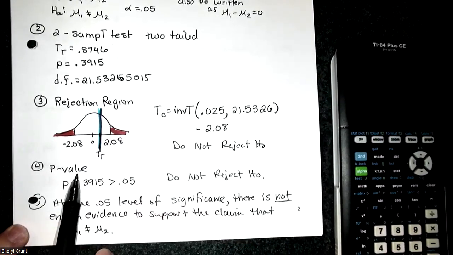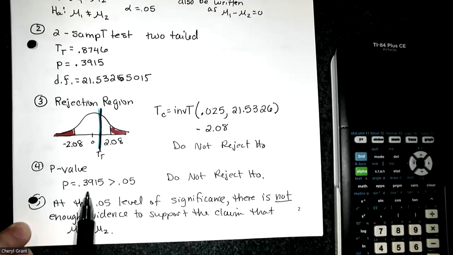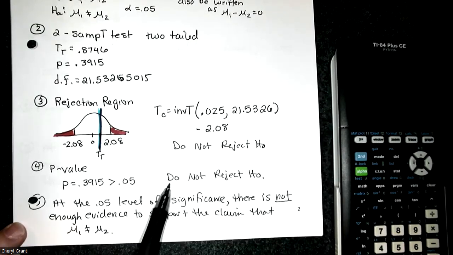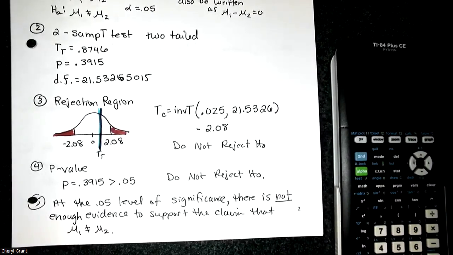Then for the p-value, we have to check to see if the p-value is greater than or less than our alpha level. In this case, it's greater than, and when the p-value is greater than alpha, we say do not reject H0. And these should always match up, step 3 and 4. So our final conclusion would be: at the 0.05 level of significance, there is not enough evidence to support the claim that mu1 is not equal to mu2.